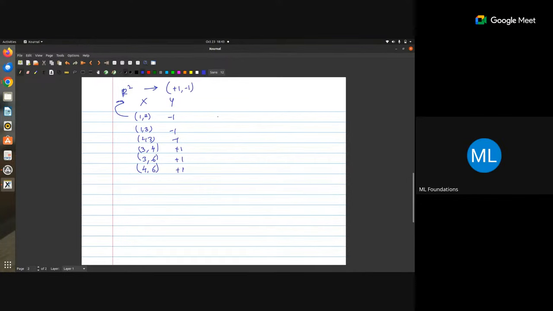Right. If you look at this data graphically, you can visualize it. So how will this data look? 1 and 2 will be here, this is the data point. 1, 3 is here. 2, 3, suppose it is here. Where is 3, 4? 3 here, and 4 here. So it's 3, 4. 3, 6 will be somewhere here, and 4, 6, right?